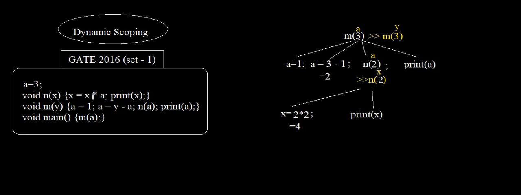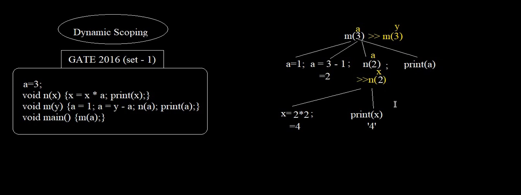X equals x into a. What is the value of x here? X value is 2, because of the dynamic scoping call. Now x into a, 2 into 2 is 4, and we print the value of x. X is 4, so print 4. Now the main thing is, what is the value of print a? Is it 2 or is it 4?